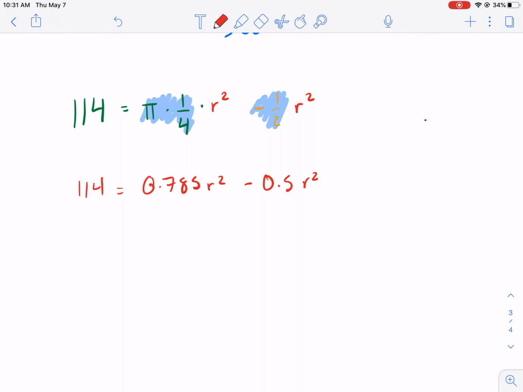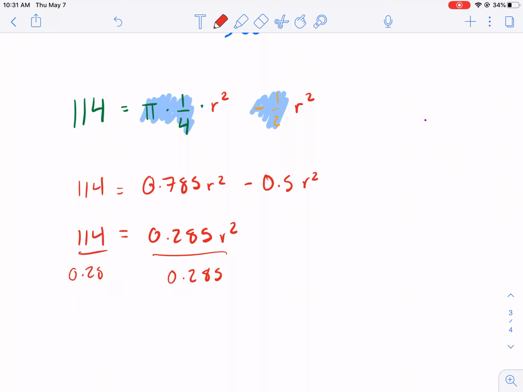Oops, sorry, I messed up on my calculator. Minus 0.5, and I get 0.285 rounded, r squared equals 114. What do I do next? Well, I need to get the r by itself, so I divide both sides by 0.285.